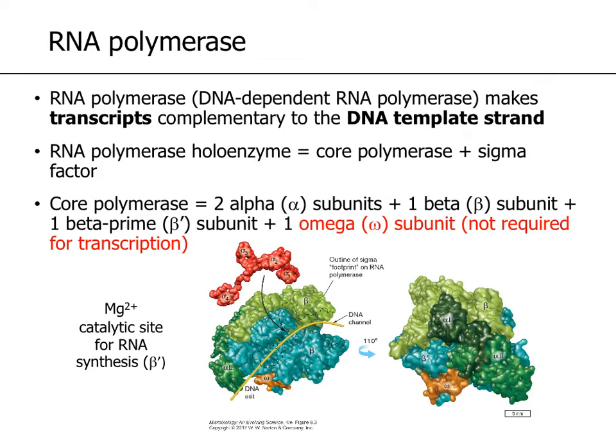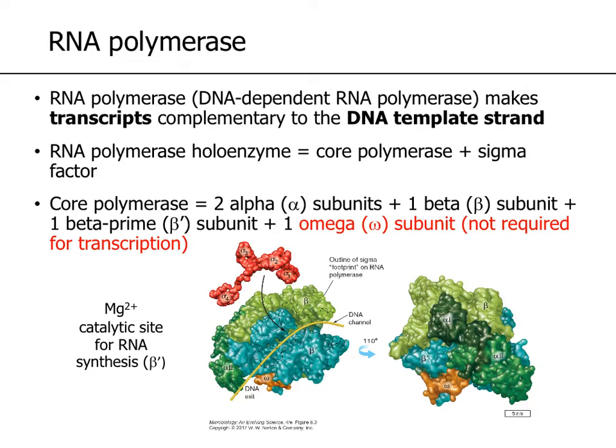Okay. So what you'll also hear about is the RNA polymerase holoenzyme. So this is actually the core polymerase plus a sigma factor. And so that whole thing combined is what we refer to as the holoenzyme. The core polymerase has a whole bunch of subunits. So it has 2 alpha subunits, 1 beta subunit, a beta prime subunit, and then this omega subunit, which is not necessarily required for transcription, but it's there.